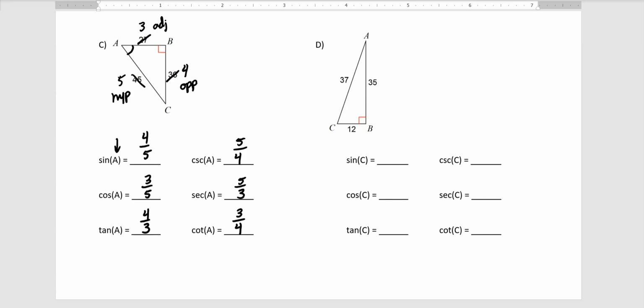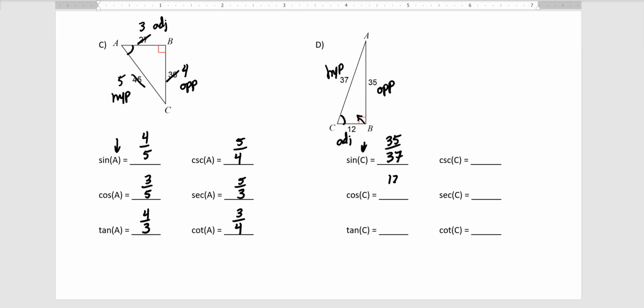Very good. And now letter D, our last one here: 37, 35, and 12. We don't have any common factors there, so I think we're pretty good. We're looking at sine of angle C this time. So our opposite would be 35, our adjacent would be 12, and our hypotenuse would be 37. Our hypotenuse is always going to be our largest side, remember, because it's across from the 90-degree angle. So sine of C would be 35 over 37.